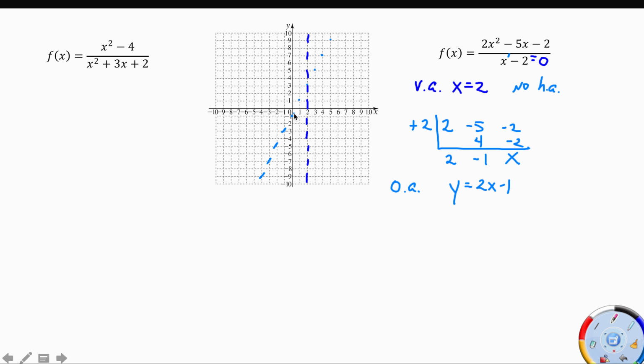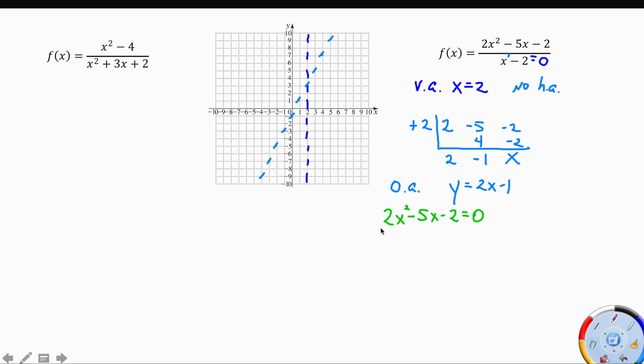So there's my oblique asymptote. Same thing: either my graph follows these, or it follows it in here or in here. So I need a few points. Let's get the x-intercepts. X-intercept is when y equals 0. So I'm going to set 2x squared minus 5x minus 2 equals 0.